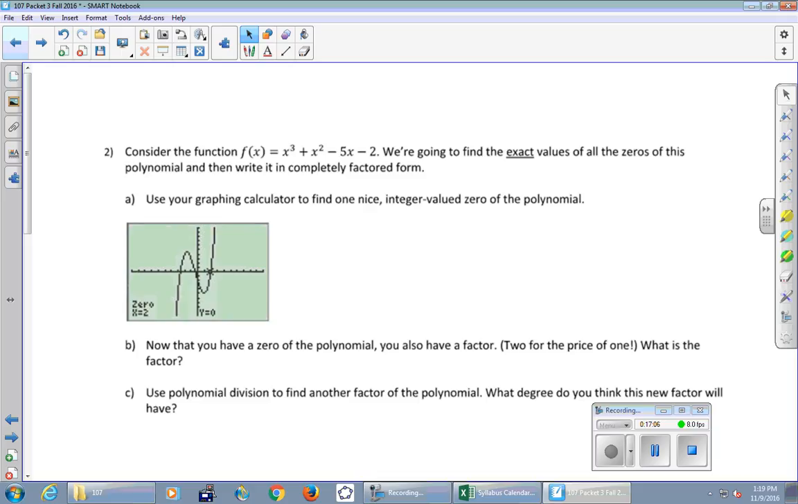Number 2. It says consider the function f of x equals x cubed plus x squared minus 5x minus 2. We're going to find the exact values of all the zeros of this polynomial and then write it in completely factored form. How many zeros are we going to get? 3. That is what we're after. Okay, finding the first zero. This is actually a problem that we did in the demo last class, but now we're going to do it again. Last class, the first zero was just given. I think it was x equals 2 or x equals -2. It just said, hey, -2 is a zero.